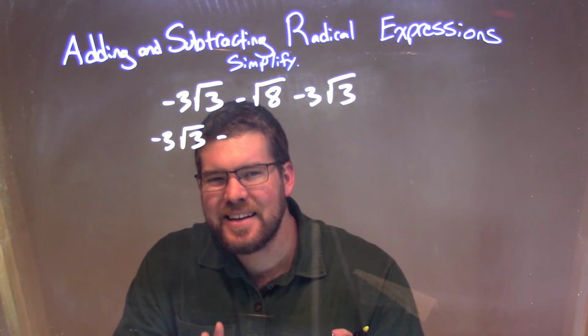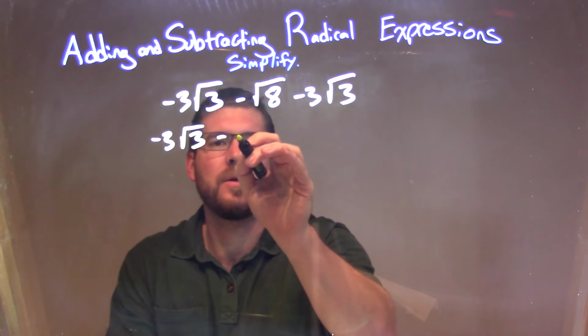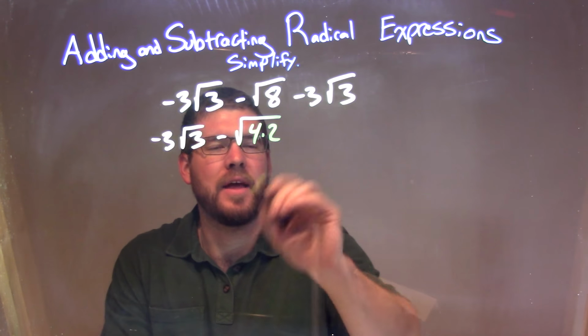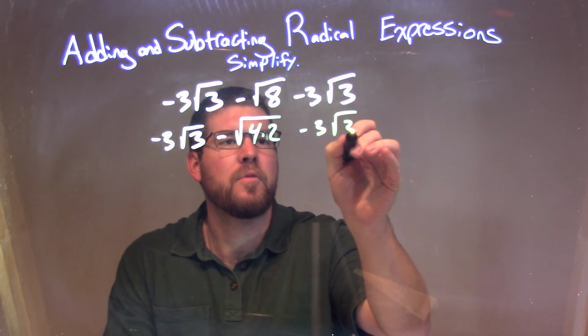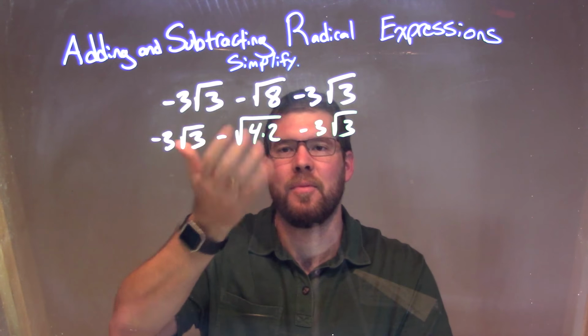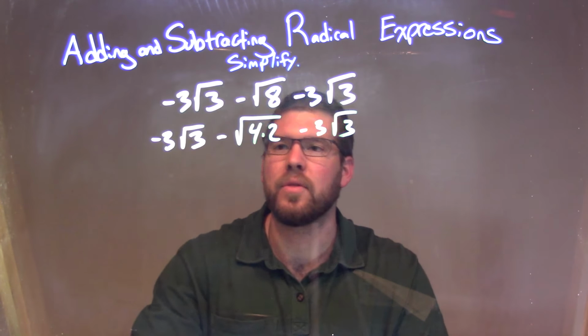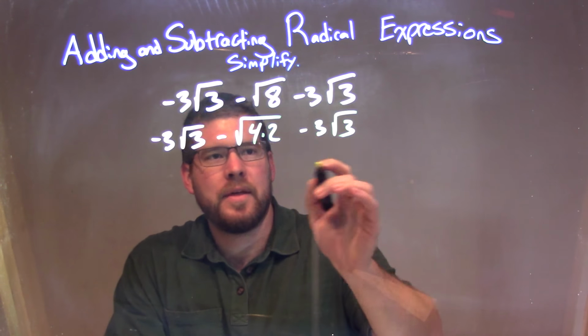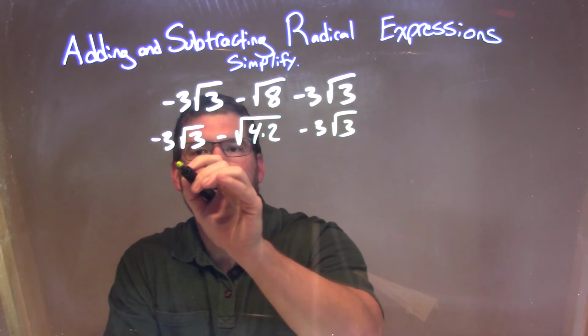Well, 8 is 4 times 2. Okay, so I'm going to say this would be 4 times 2 instead of 8 on the inside. And the reason why I chose 4 and 2 is that I know I can take the square root of 4 and that just becomes 2. I know I can easily do that. So on this step here, let's break it down a little more.